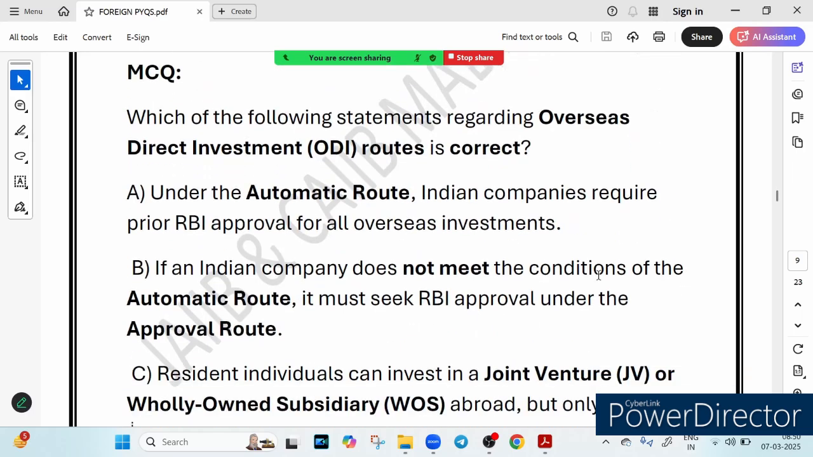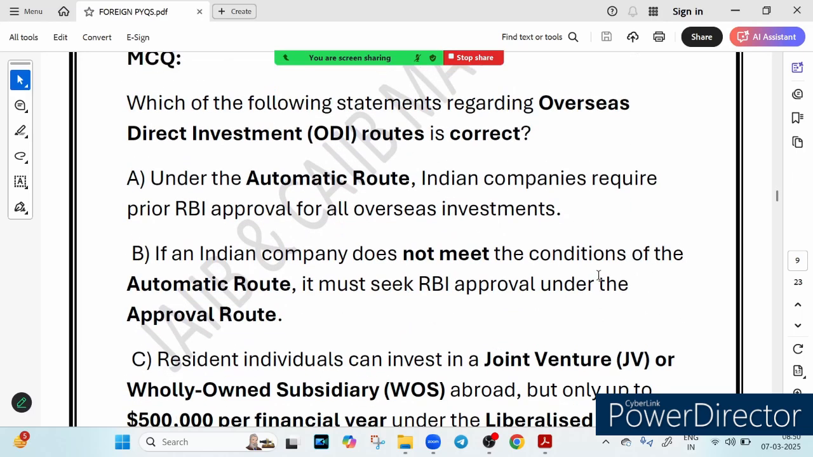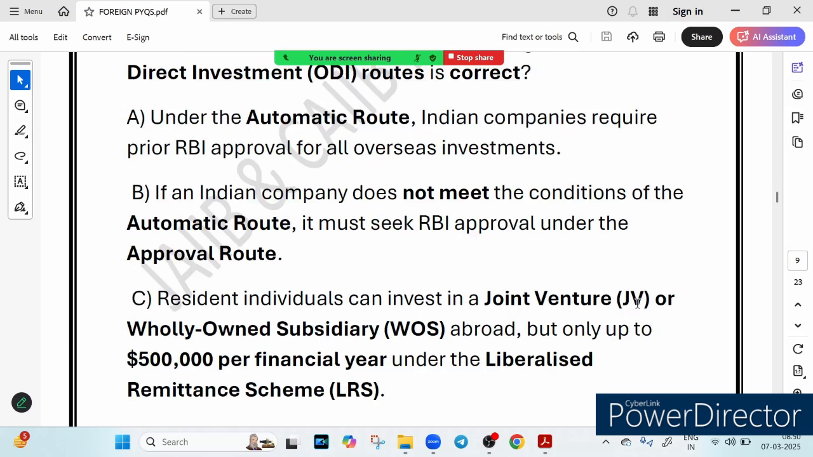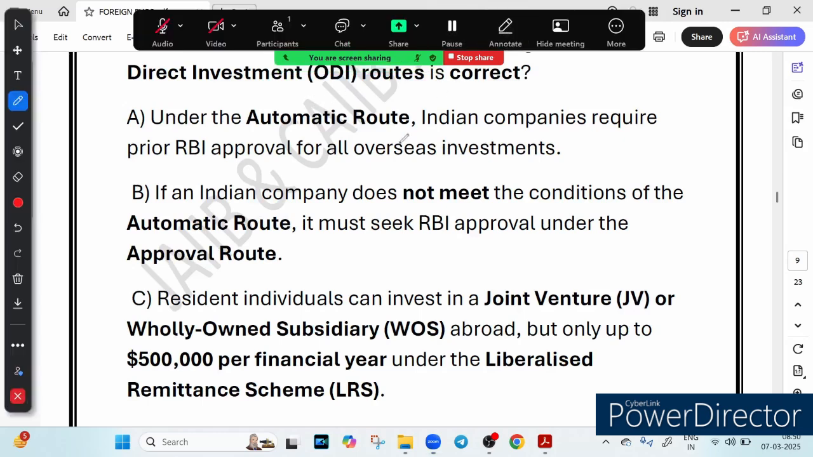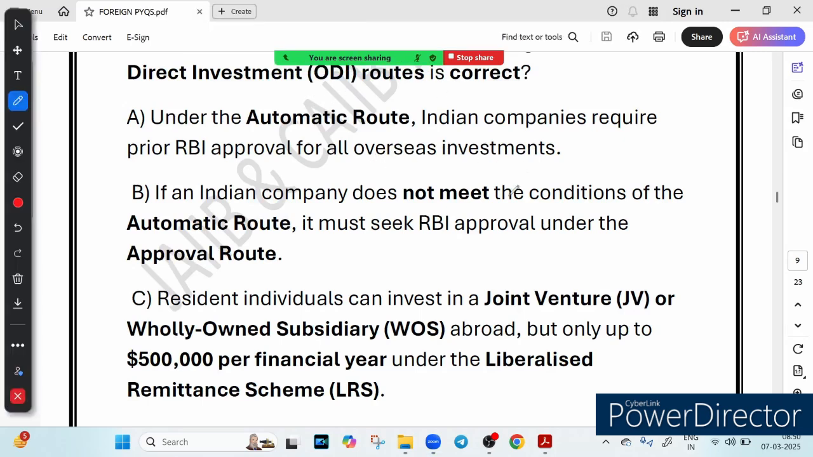What is the difference? Now let us see one more question related to ODI. Very good question it is. Let's answer it. Question is, which of the following statements regarding ODI is correct? Option number A, under the automatic route, an Indian company requires prior approval for all overseas investment. Option B, if an Indian company does not meet the condition of the automatic route, it must seek RBI approval under the approval route. Option number C, a resident individual can invest in a joint venture or wholly owned subsidiary abroad, but only up to $5 lakh per financial year under the LRS.